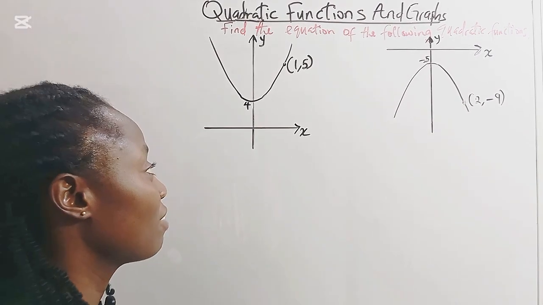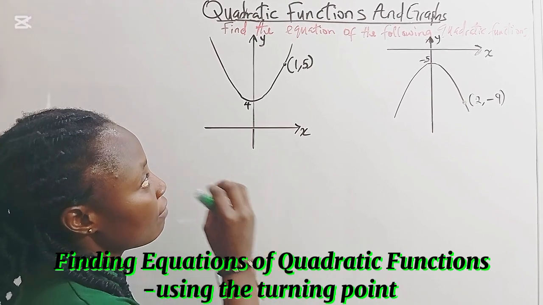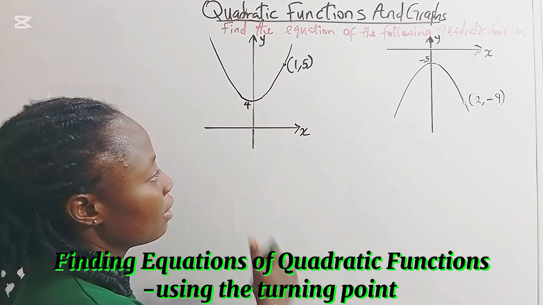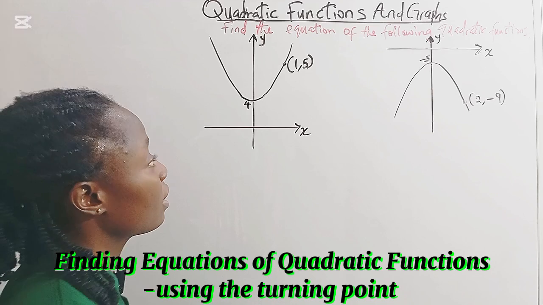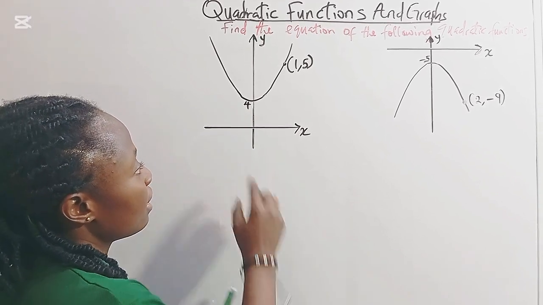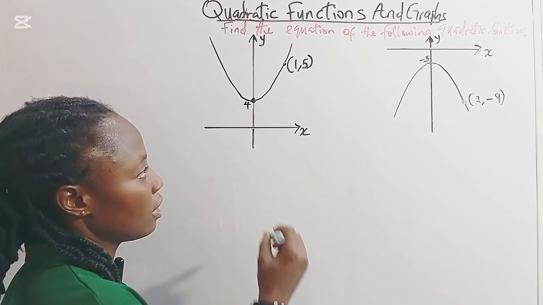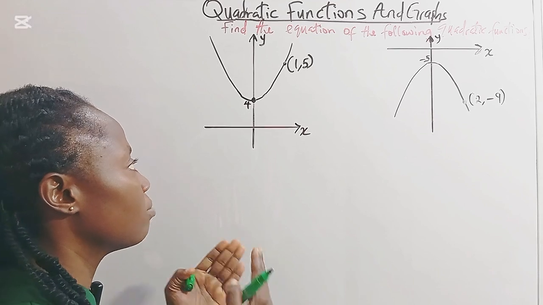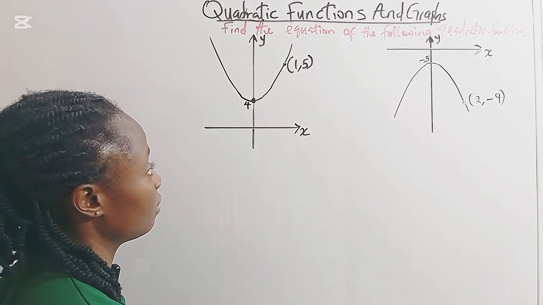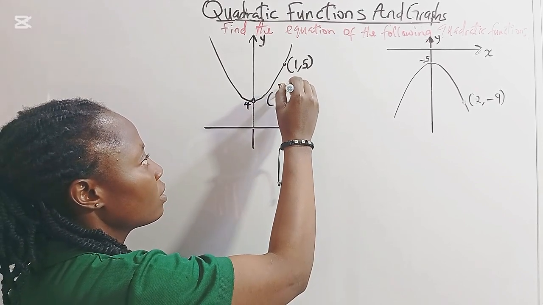Welcome back to Kenny Virtual Classroom, and this is part 2 of finding the quadratic equation with the turning point. So let's consider the first diagram here. Our turning point is at this point. If you don't understand what turning point means, you can go back to part 1 of this video. Good. So at this point, that's our turning point.